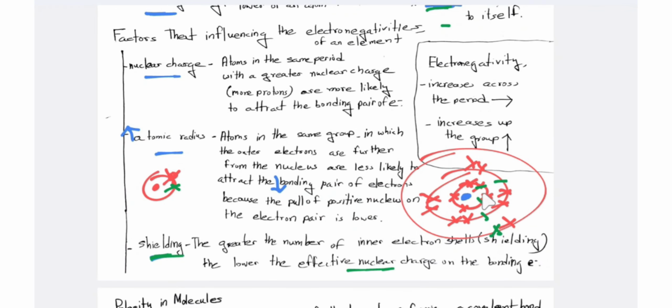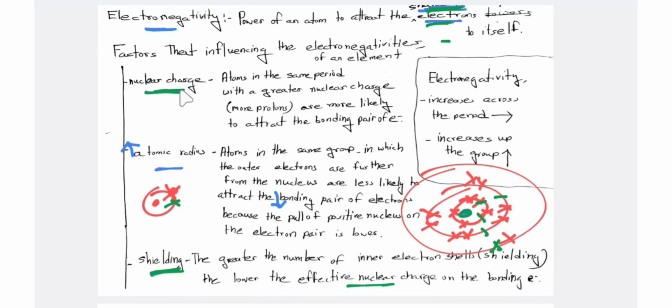So as the shielding increases, there are more inner electrons, and as the number of inner electrons increases, there is less attraction between the nucleus and the bonding pair of electrons. So the factors that influence electronegativity are nuclear charge, atomic radius, and shielding. As the nuclear charge increases, the number of protons increases, so attraction increases. As the atomic radius increases, attraction decreases, so electronegativity decreases. Similarly for shielding, as the shielding increases, attraction decreases, so electronegativity also decreases.